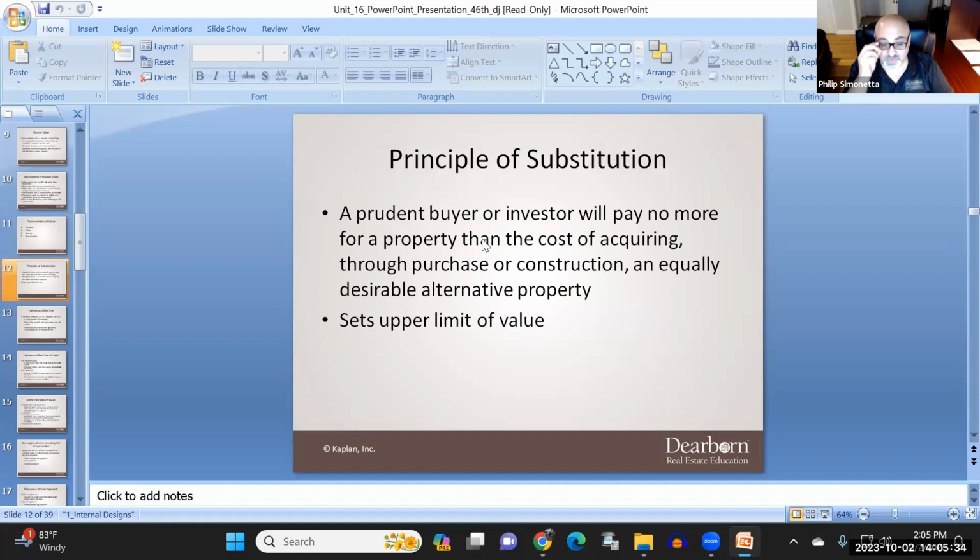Now, there's something called the principle of substitution. This means a prudent buyer or investor will pay no more for a property than the cost of acquiring, through purchase or construction, an equally desirable alternative property. So it sets the upper limit. If there are 3 houses in a neighborhood for sale and 2 of them are 200,000, one is 300,000, and they're all the same house, a buyer's not going to pay more than 200,000 if the other houses are the same. Or if they could build one for 200,000, why would they pay 300,000? Right? It doesn't make sense. That's called the principle of substitution. Okay.